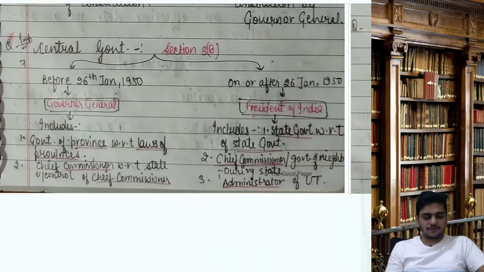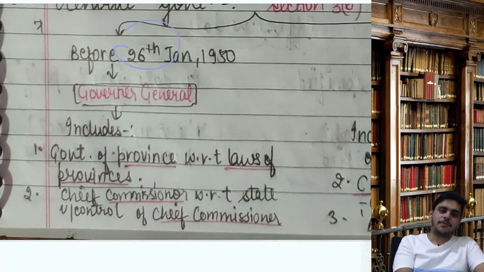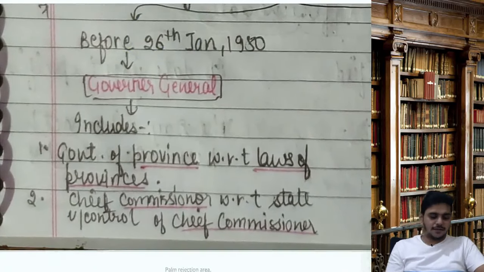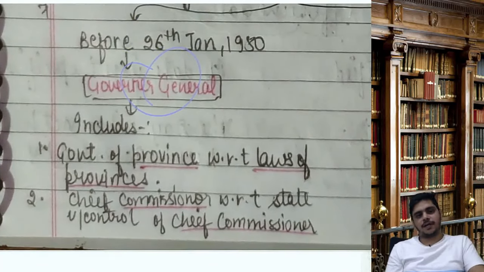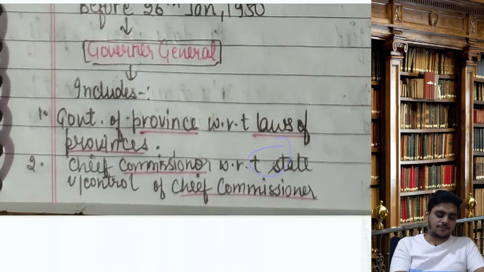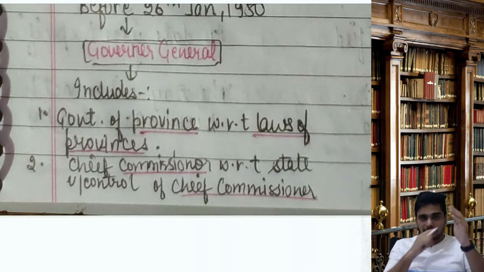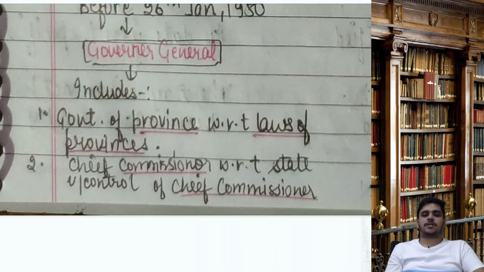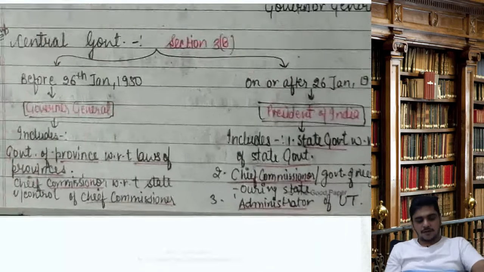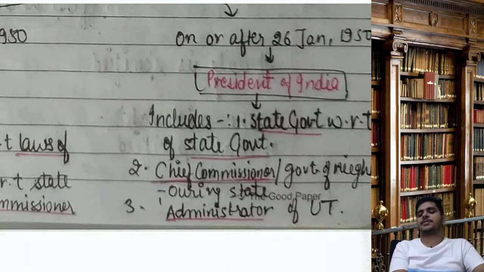Central Government, very nice definition. If an act is formed before 26 January 1950, then the Governor General will be the central government. It includes the government of a province with respect to laws of provinces, and the Chief Commissioner with respect to the state under the control of the Chief Commissioner. Like today we have central government and state government, at that time it was Governor General, government of province and Chief Commissioner.